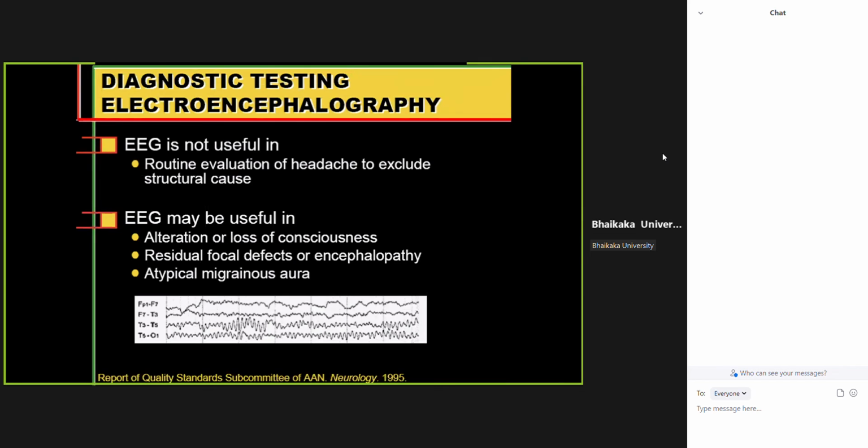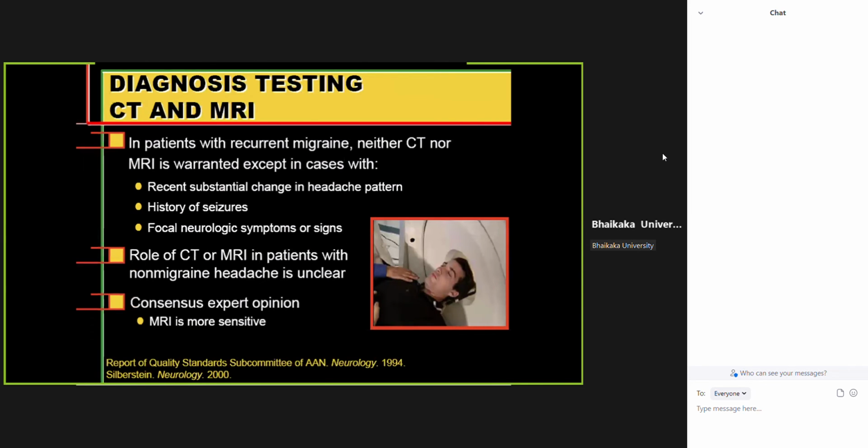Now we will be discussing diagnostic tools which can help us reach the diagnosis. So one is EEG. EEG is also known as electroencephalography. Usually EEG is not much helpful when we investigate any patient with headache. It usually helps when the patient comes with a history of convulsions.